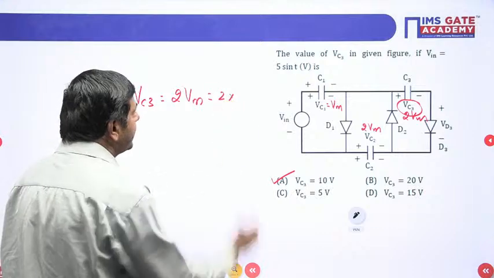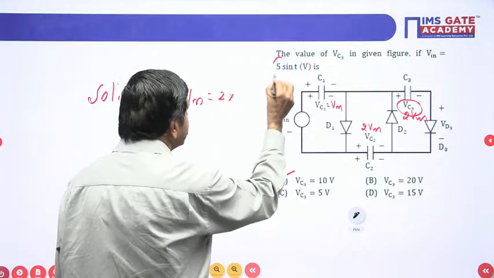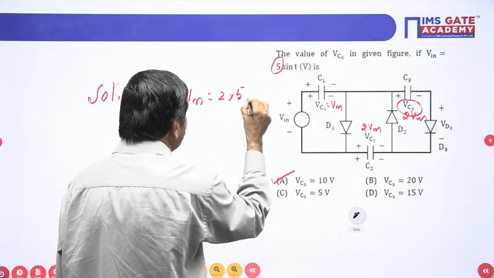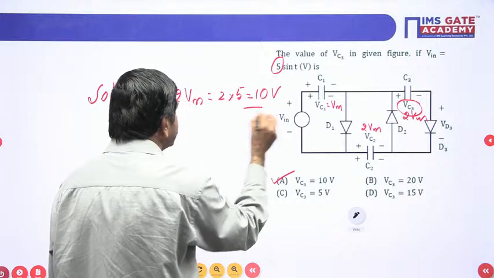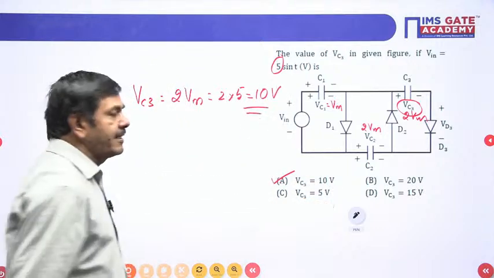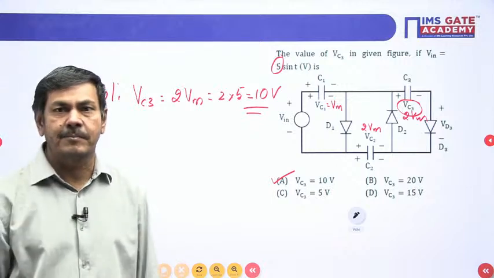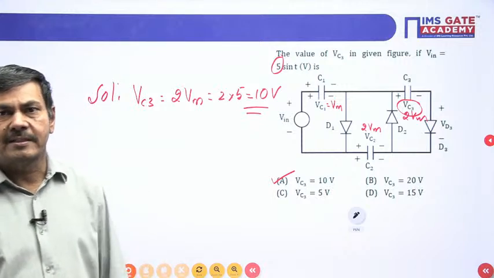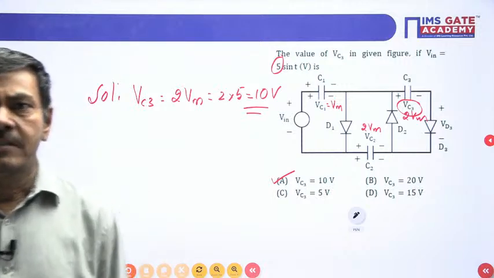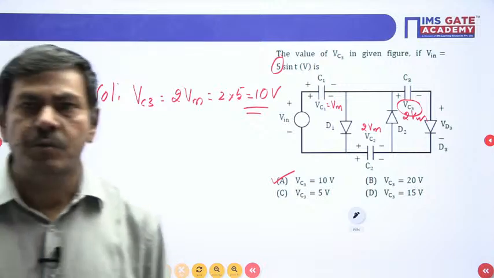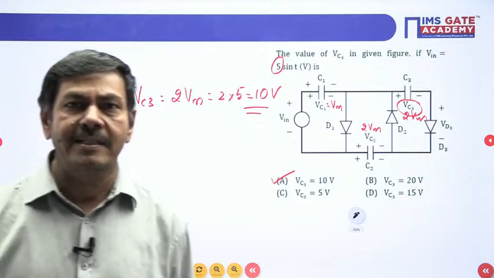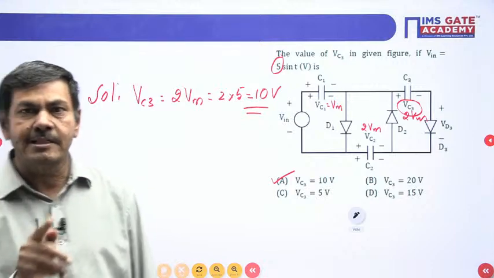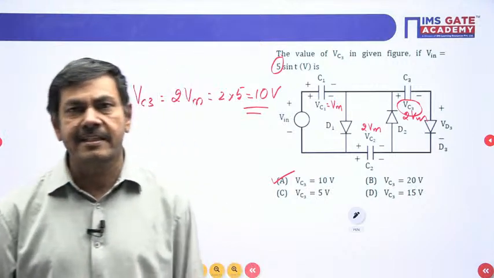2 into Vm. Vm is nothing but the maximum voltage, given as 5. 2 into 5, 10 voltage is possible. Yes, 10 voltage, Vc3 is correct. Option E is correct in this particular problem. Yes, you followed, I think, now. Minus 5, Vc2, 2, Vc3, 10. Very good, exactly correct. Vc1 is 5 voltage, Vc2 is 10 voltage, Vc3 is 10.